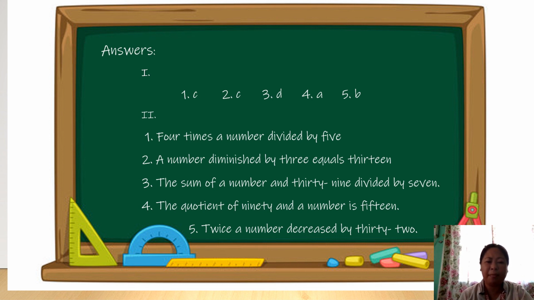For test 2, number 1, 4 times a number divided by 5. Number 2, a number diminished by 3 equals 13. Number 3, the sum of a number and 39 divided by 7. Number 4, the quotient of 90 and a number is 15. And number 5, twice a number decreased by 32.